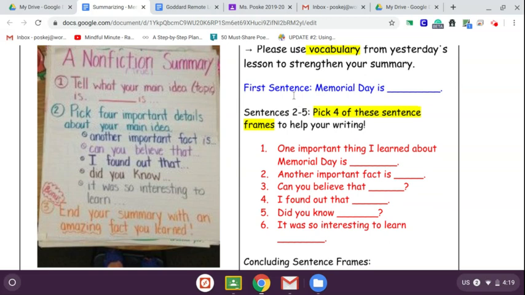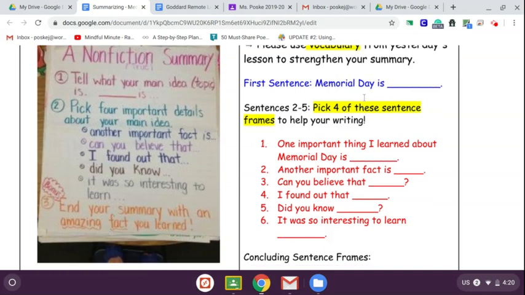Okay. And in your summary, this is how it's going to go. You're going to have a first sentence, and this is your stem for your first sentence. You can get it from your gist statement. You can get it from what you've already learned about Memorial Day. So you're just going to simply define Memorial Day. You're going to tell me what it is and what it's about. Memorial Day is blank. And you're going to type that or write that.